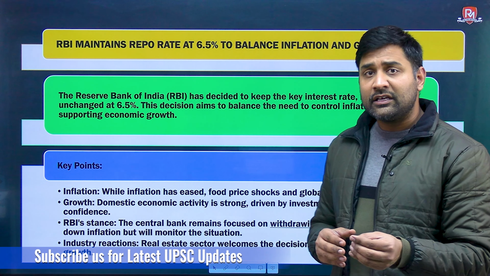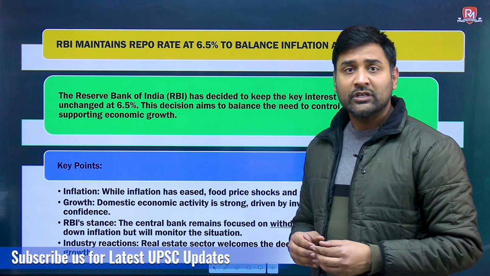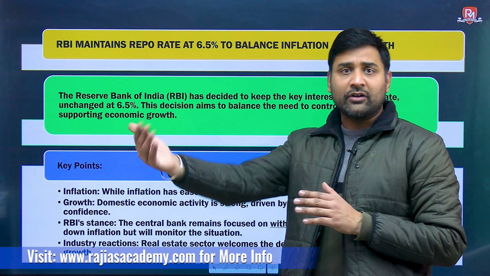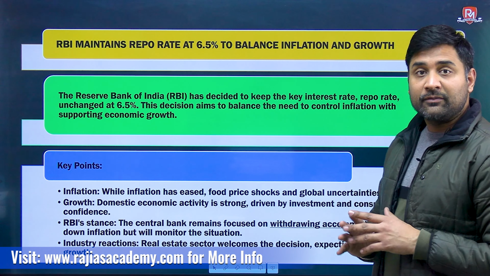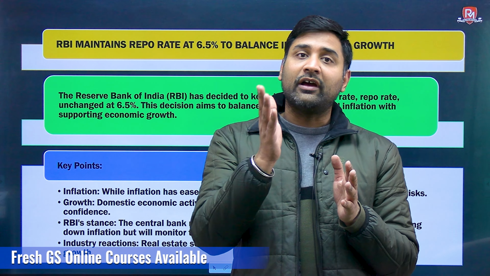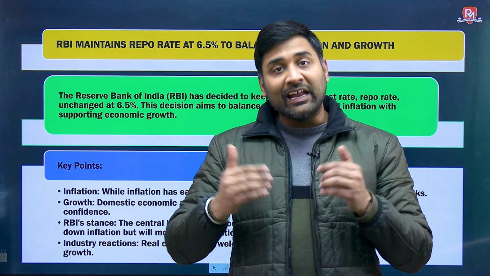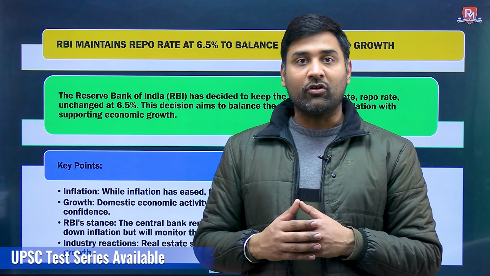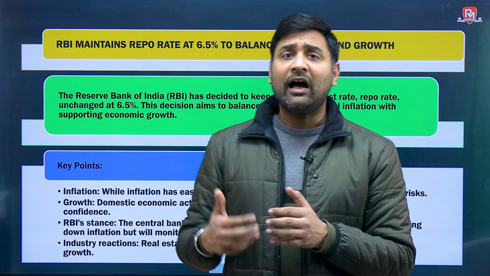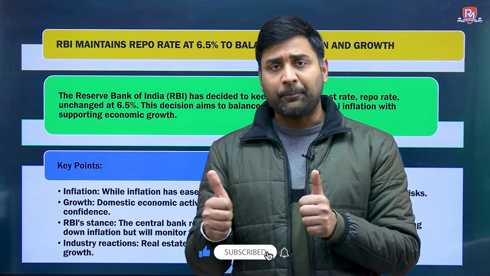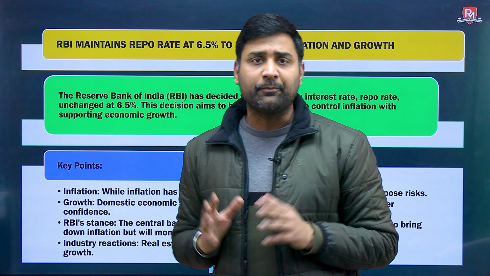As per RBI's survey or views, the rate of inflation in the economy has reduced compared to earlier, but food inflation is still high in India. So when inflation is high, if RBI tries to reduce the repo rate, it is going to increase the money flow in the economy, which is going to increase inflation. So due to still high inflation, whether it is food inflation or any other inflation, RBI has kept the repo rate at 6.5% only.